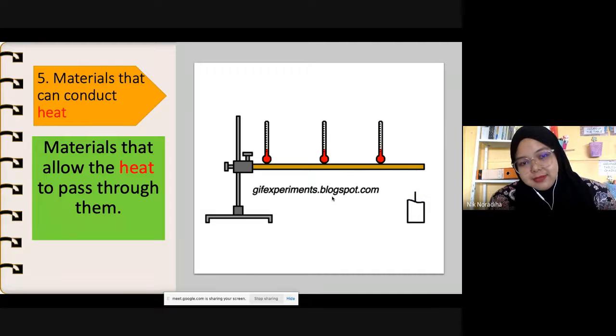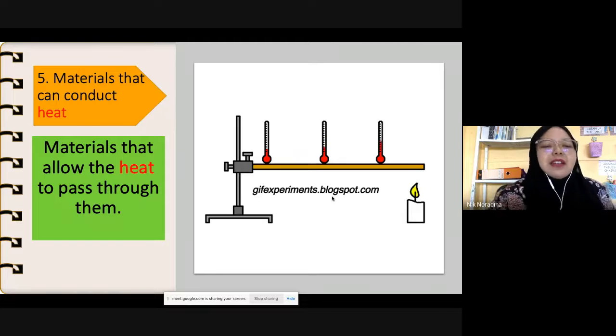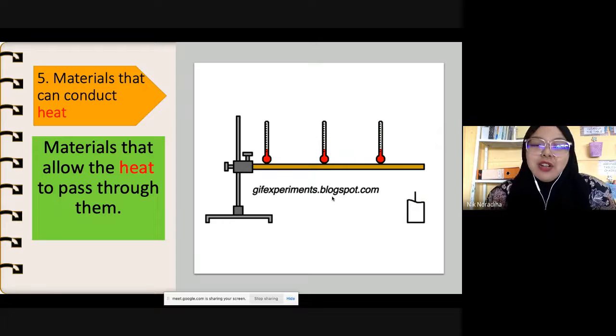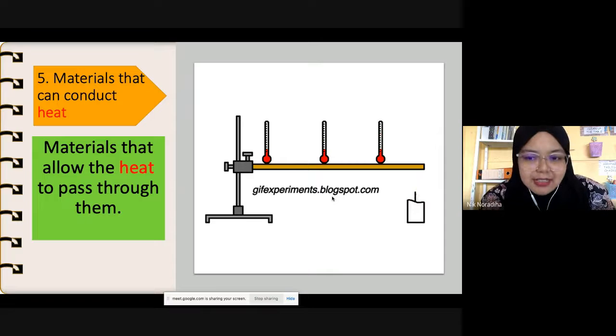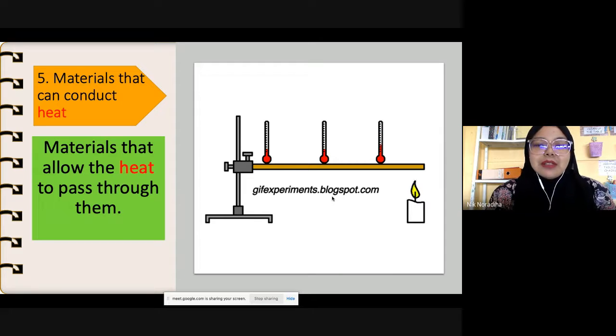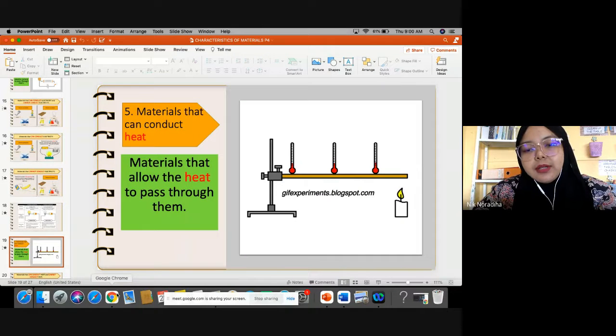Alright, so now we're going to look at the material that can conduct heat. Just now we're talking about electric current. So now we want to look into materials that can conduct heat. Okay. So what is this object here? What do we call this one? Anyone know the name? Thermometer. Correct. Thermometer.